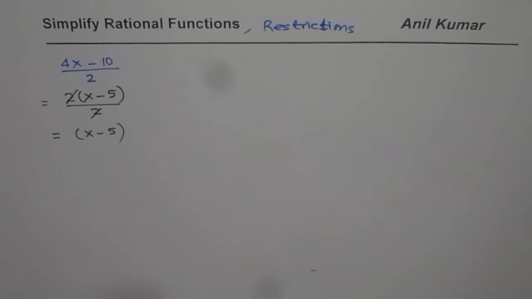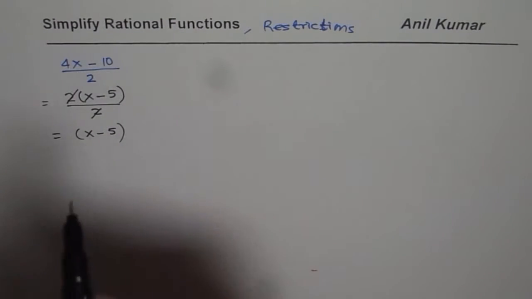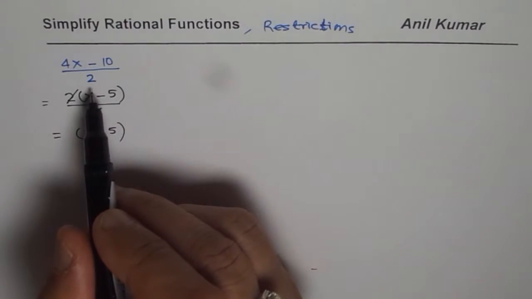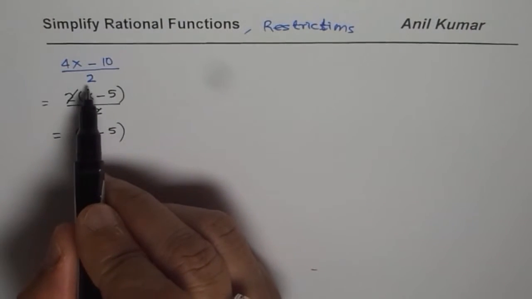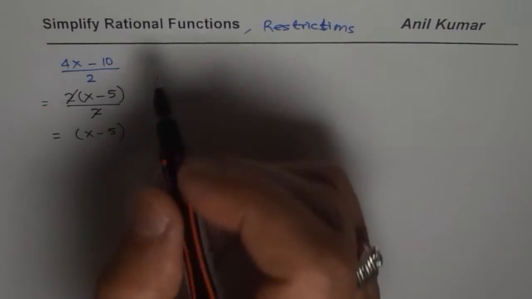Now the question is, what are the restrictions on this rational function? This rational function does not really have any restriction, since the denominator is 2 and it can never be 0, right? So there could be rational functions which may not have any restrictions, correct? I hope that point is clear. Let's take some more examples now.